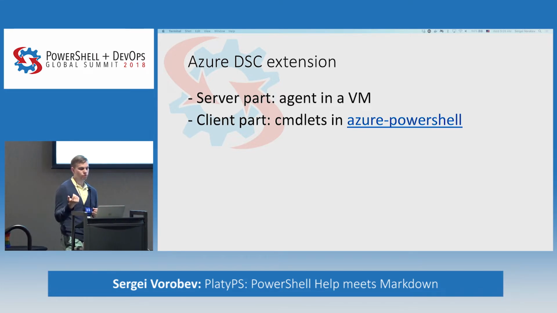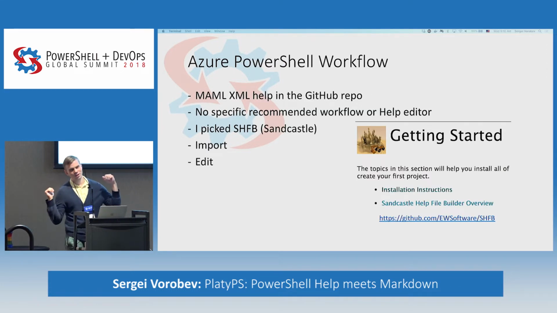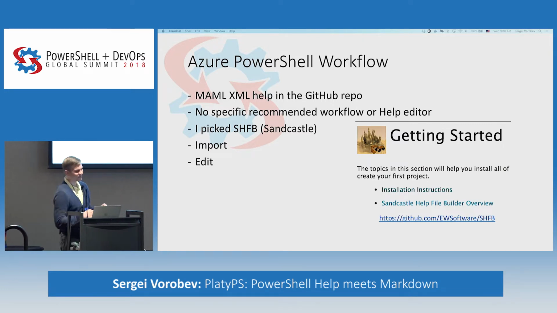The Azure PowerShell module is open source, hosted on GitHub by Microsoft. Probably one of the first big PowerShell-related open source projects. So to implement the DSC extension, we added a few cmdlets into Azure PowerShell. It took a few months, and we figured it all out. But then after some time, we found that we forgot to add help. So it wasn't good, and we needed to fix it quickly.